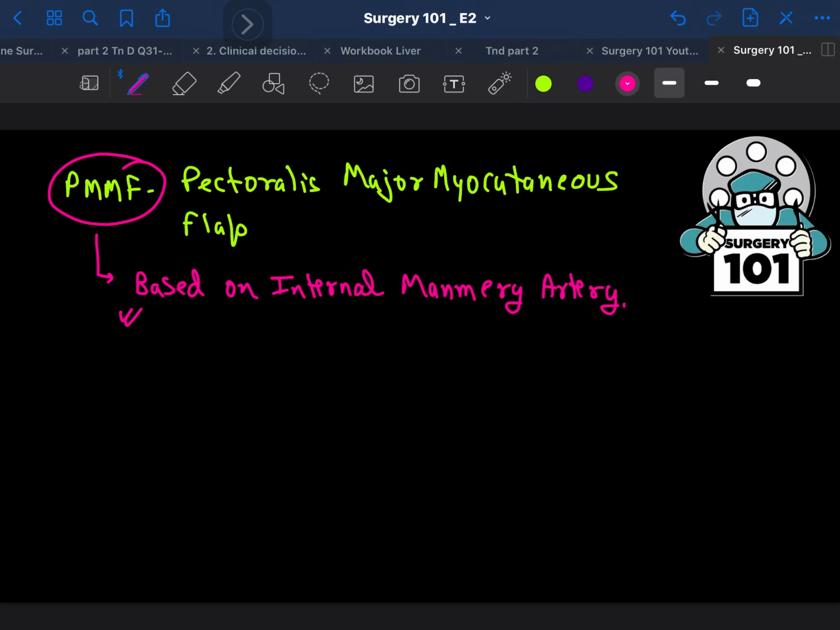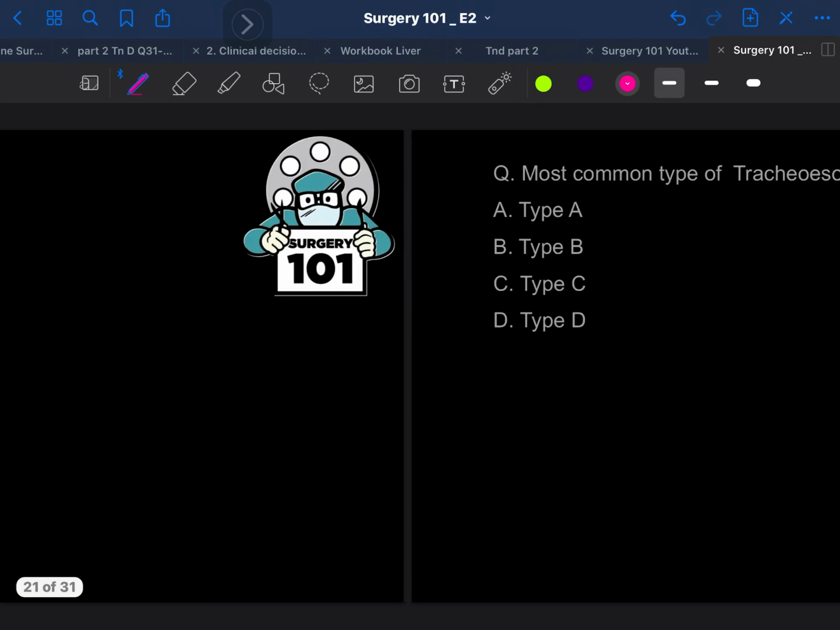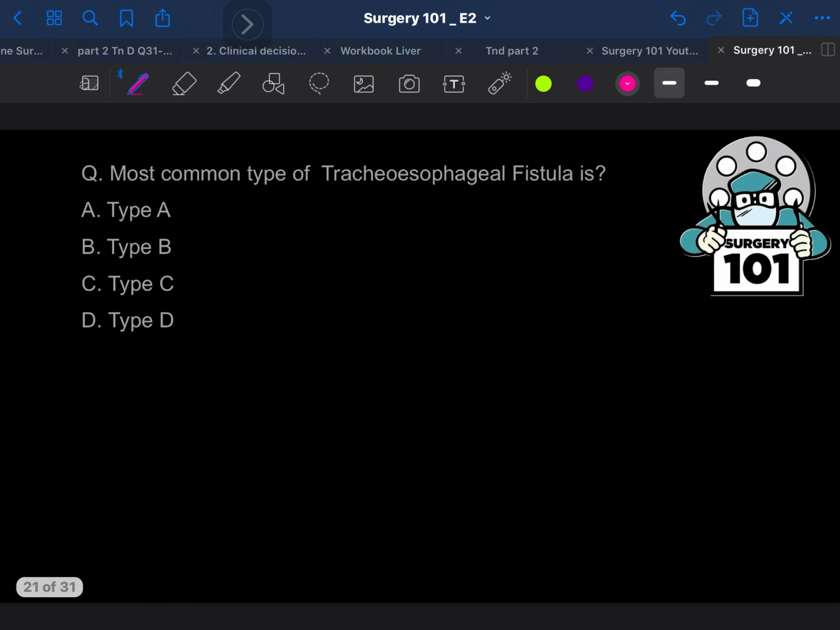So PMMF flap is kind of based on your internal mammary artery. Okay, moving on. What is the most common type of a tracheoesophageal fistula? Is it type A, B, C or D? Now it is a pretty simple question. The answer is type C.